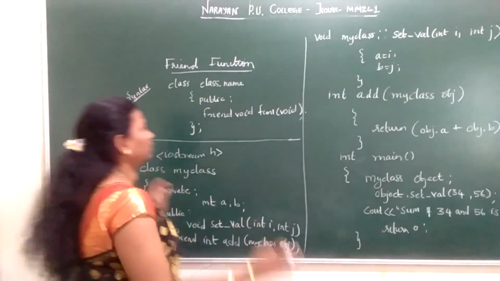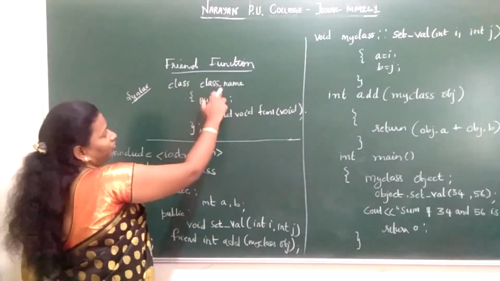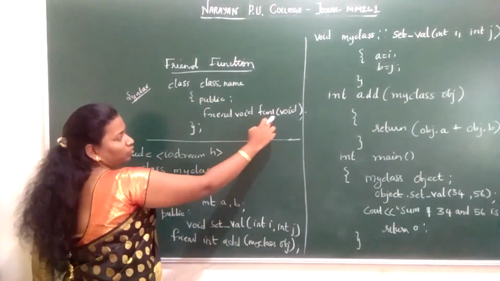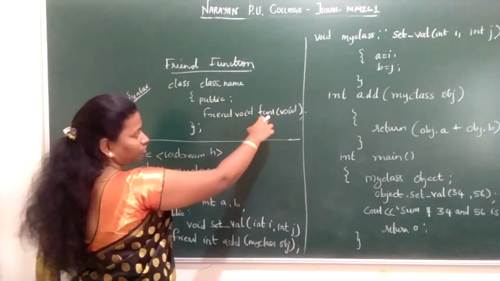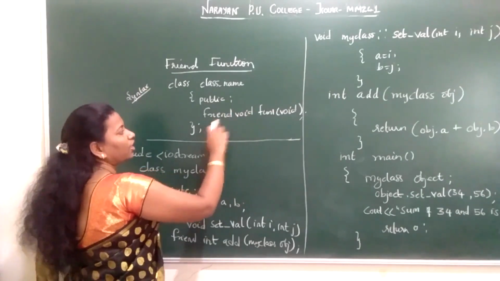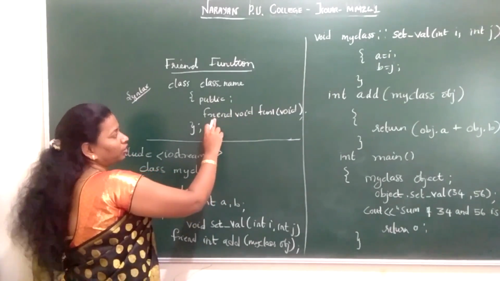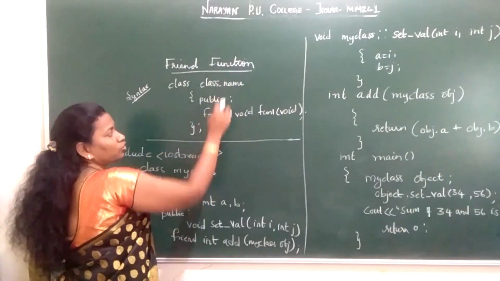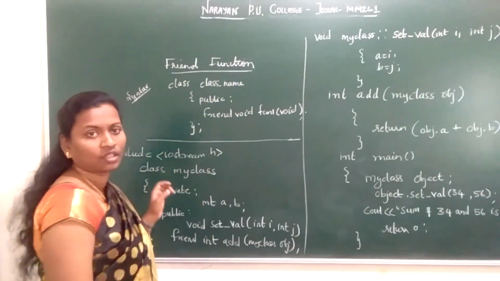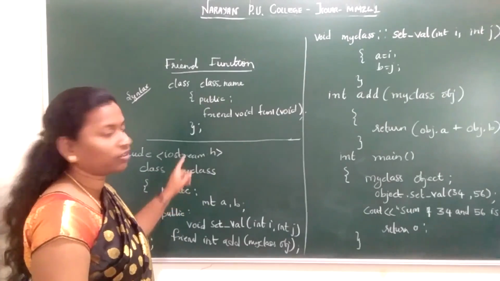Now you see the syntax. So when I am defining a class, now fun1 is my friend function. How will I know that is my friend function? You have to prefix it with the keyword called friend. So friend function is not the member function of the class. Okay, friend function is a non-member function of the class.